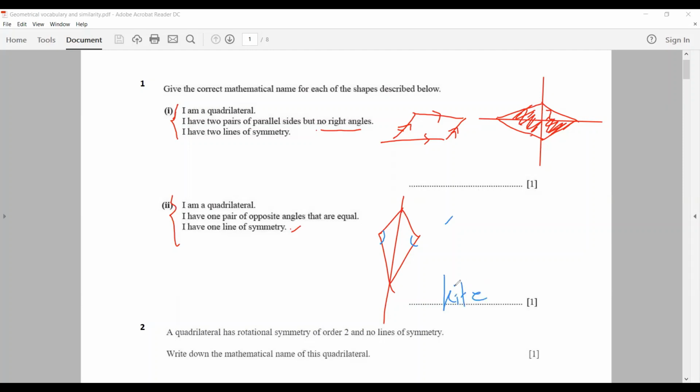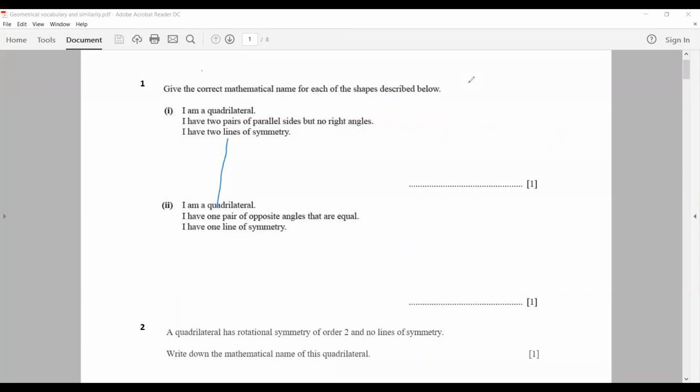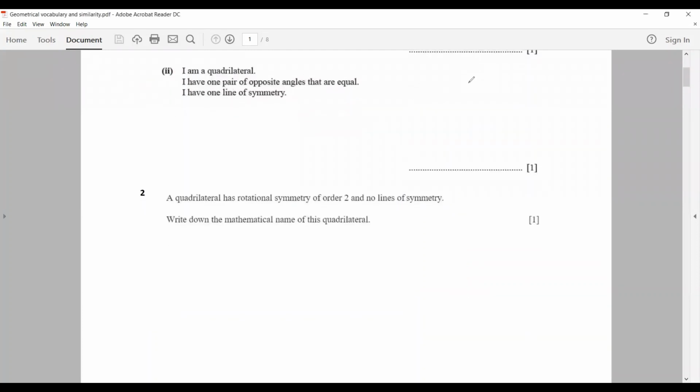Moving on to question number 2. The quadrilateral has rotational symmetry of order 2 and no lines of symmetry. Write down the mathematical name of this quadrilateral. What I can think of right now, the only quadrilateral which doesn't have any line of symmetry is the parallelogram, and the order of rotational symmetry is 2.